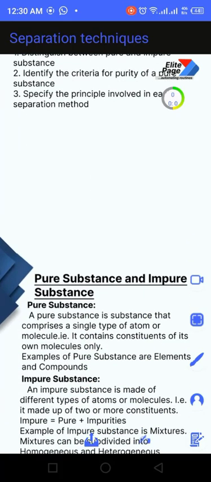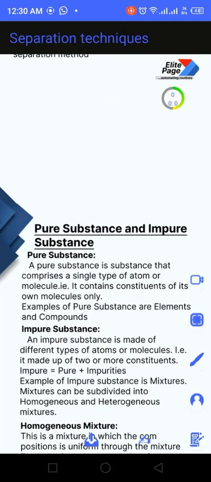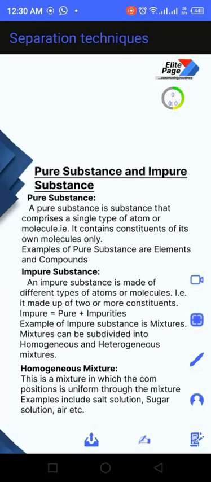So pure substance and impure substance. Here we're looking at what is a pure substance and what is an impure substance. A pure substance is a substance that comprises a single type of atom or molecules. It contains constituents of its own molecules only. Examples of pure substance are elements and compounds. So all elements and compounds are what? They are pure substance.